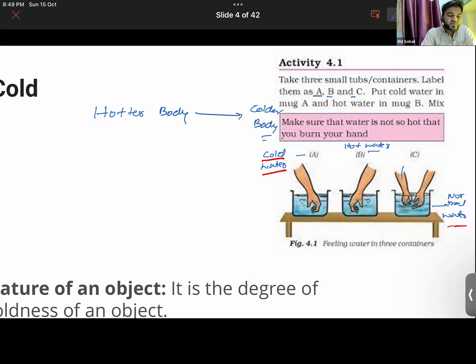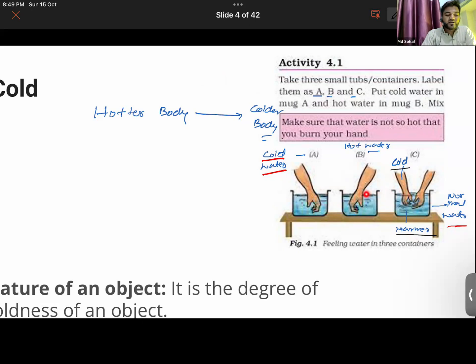Look here. This hand was cold, and the water in comparison to this hand was warmer. So the water was a hotter body and this hand was a colder body. The principle says that heat flows from a hotter body to the colder body. So the flow of heat was from the water to our hand, thereby we felt warm.